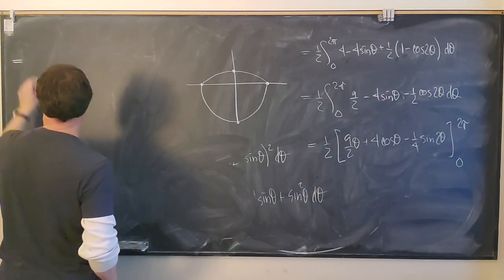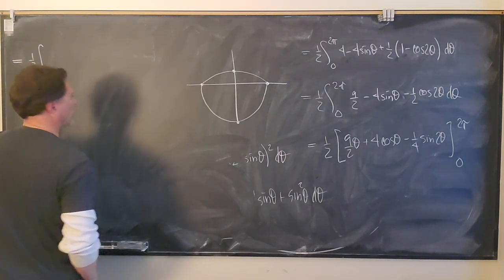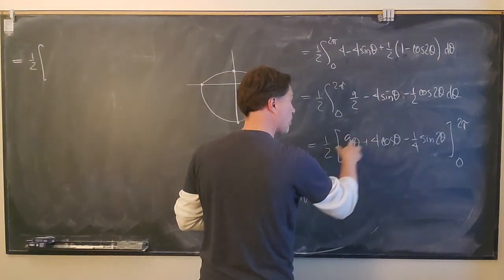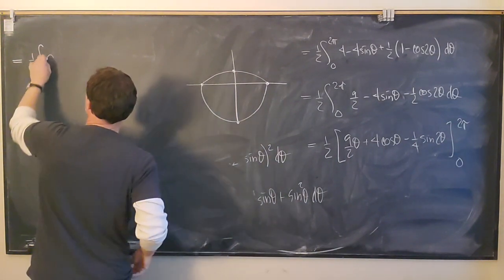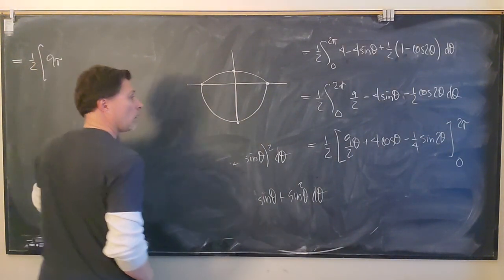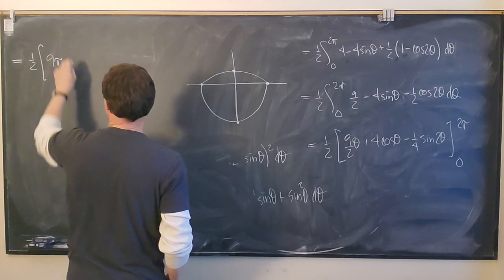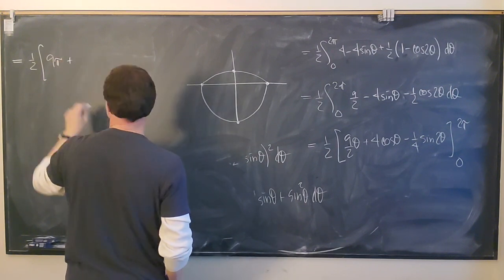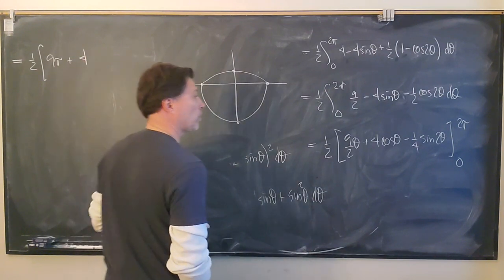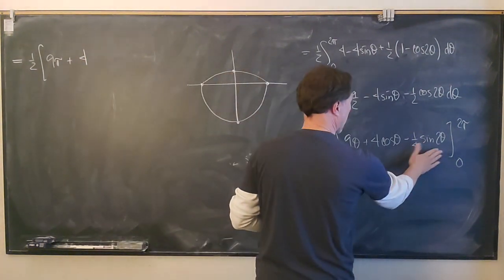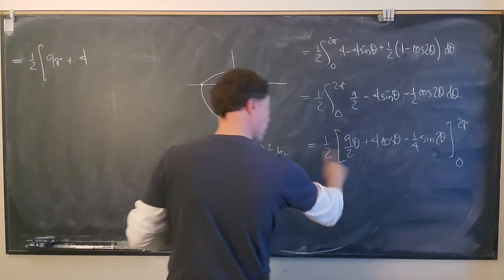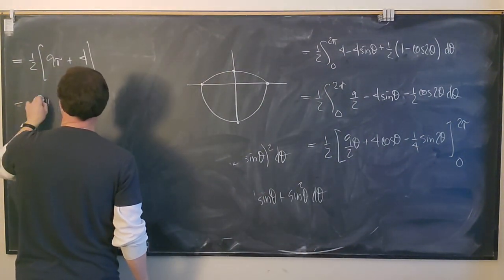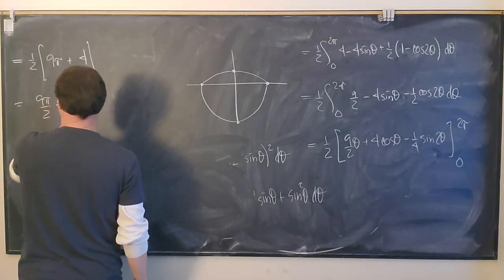Okay, so this is going to be 1/2. Now I'm just plugging in the limits of integration. When I plug in 2 pi, we'll get 9 pi. Plus, when I plug 2 pi into cosine, that's going to give me 4 times 1, so plus 4. When I plug 2 pi into sine 2 theta, that'll give me a 0. And then plugging in 0 will give us 0 all the way through. And so this will be 9 pi over 2 plus 2.